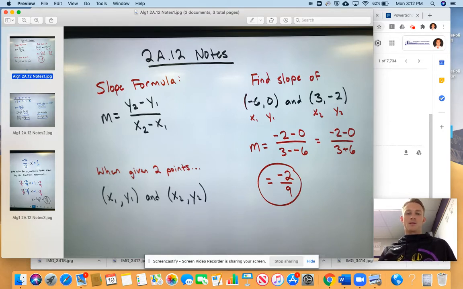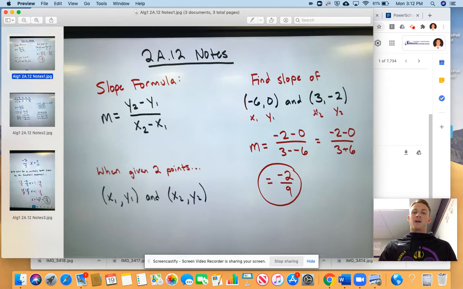We have the points negative 6, 0. So this is the first point. So it's x1, y1. And we also have the second point, 3, negative 2. So x2, y2. Let's plug in what we know to our formula. What's our y2? Negative 2 minus, what's our y1? 0. So we have negative 2 minus 0.